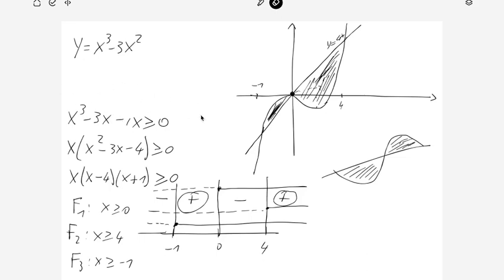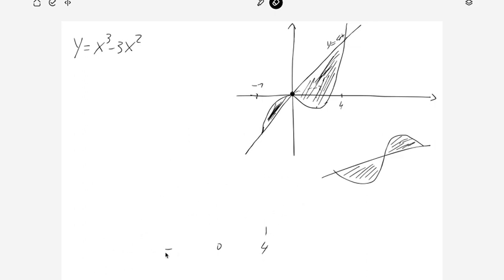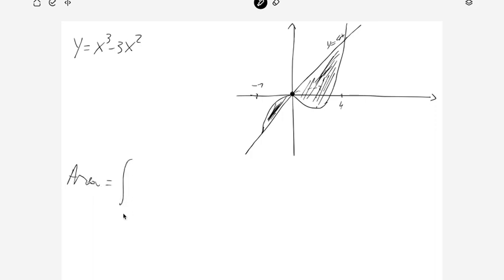Okay, now we have to compute the area of this region. So in the first part we have that the function is above the straight line. So the area is the integral between -1 and 0 in the first part. Since the function is above, we have to write x cubed minus 3x squared minus the straight line.